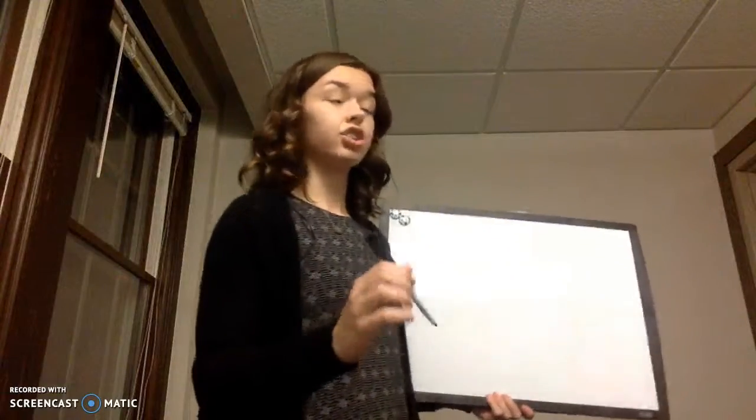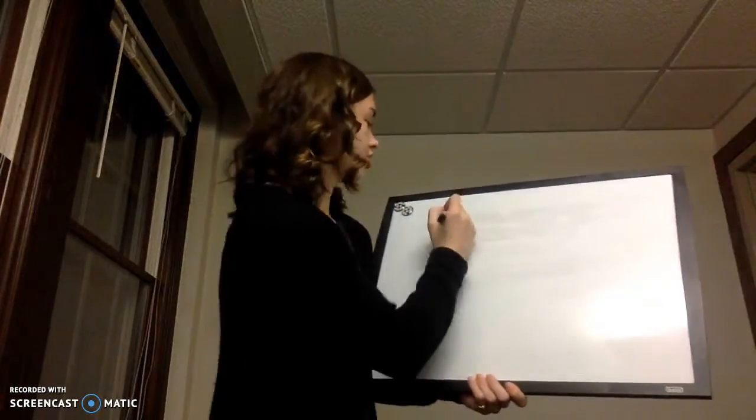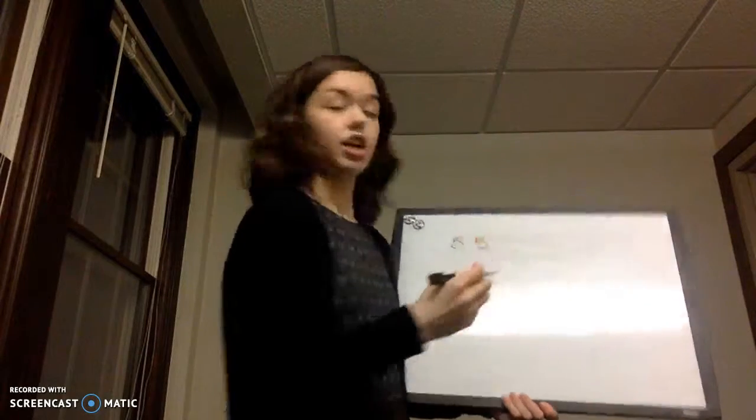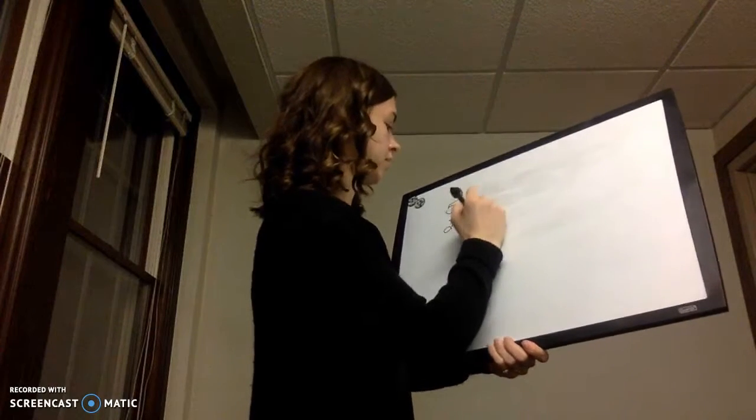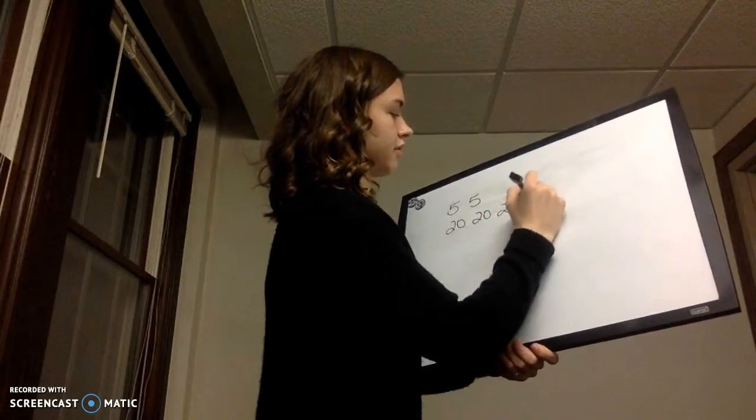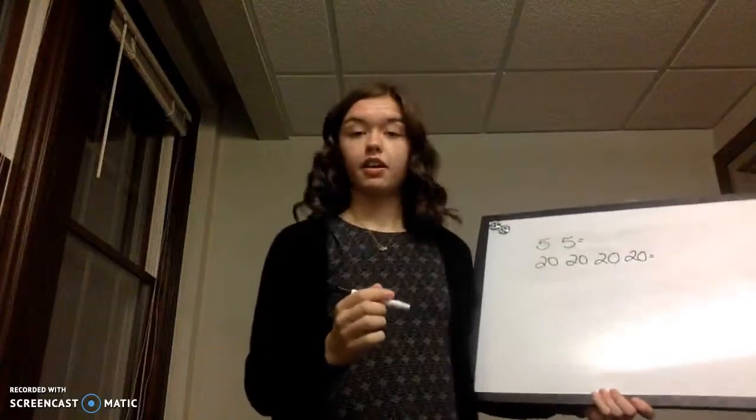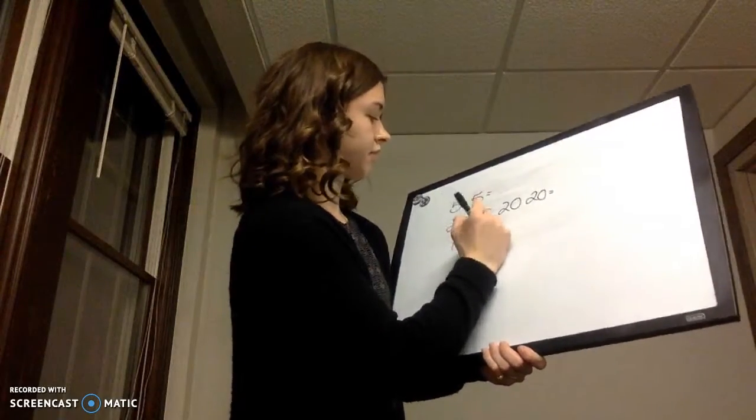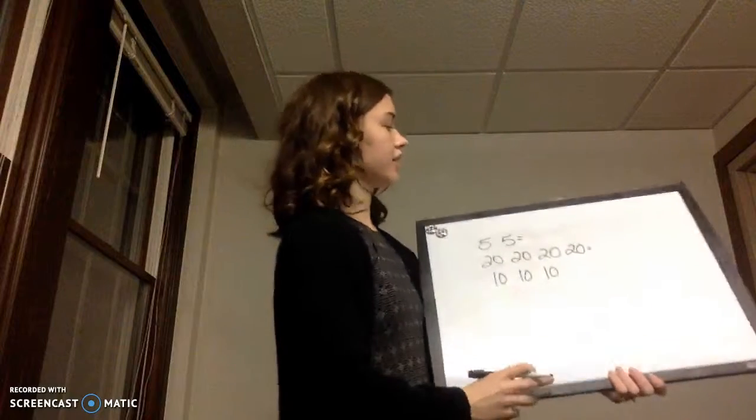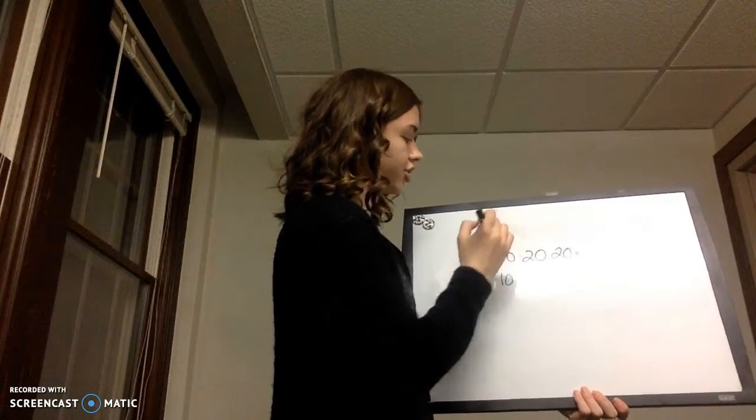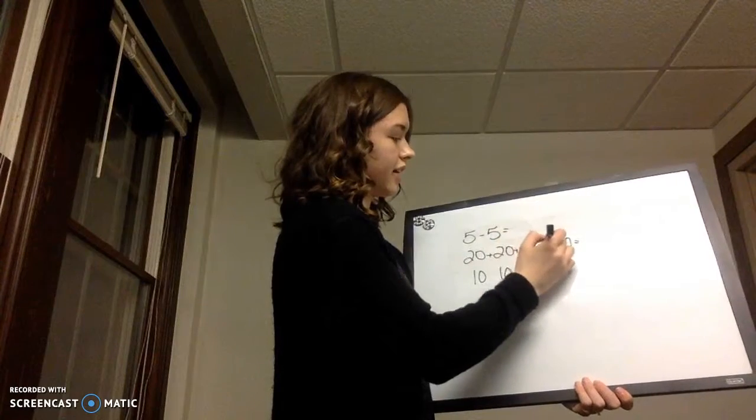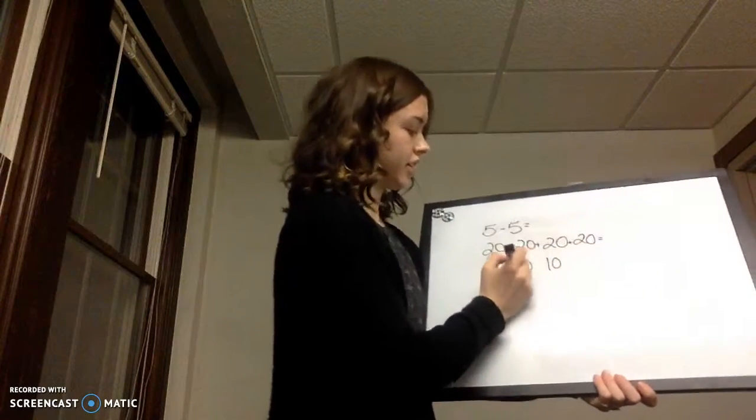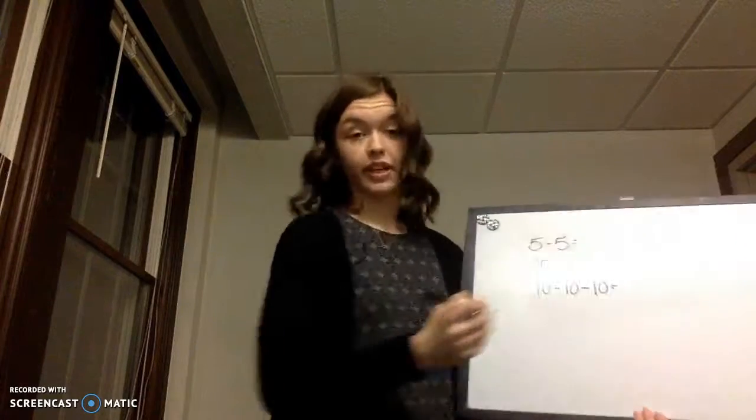Alright, so this time, let's try some addition and subtraction. The sharp people will be worth 5, and there's 2 of them. The wavy people will be worth 20, and there's 4 of them. And the charade people will be worth 10, and there's 3 of them. Alright, so how about we subtract the sharps, add the wavy, and subtract the charades.